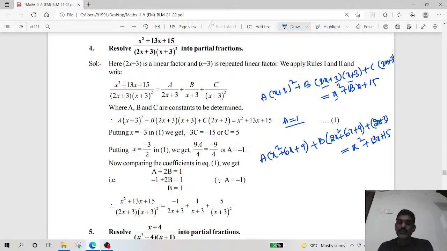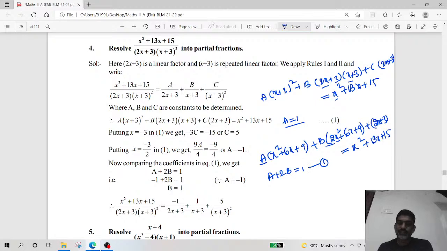Now write: a of x square plus 6x plus 9. Here the x square coefficient is a, here the x square coefficient is 2b, so a plus 2b is equal to 1, right? This is equation number 1.